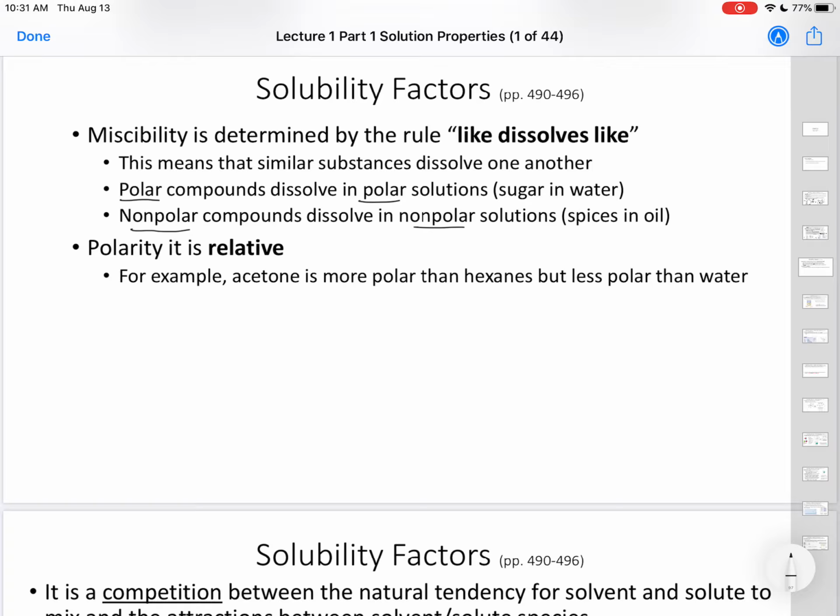Okay, we know, for example, sugar is C6H12O6. Because of all the oxygens, it makes it very polar. And we know that water, which is H2O, is also very polar. So sugar dissolves in water, and we know this for a fact. Otherwise, we couldn't have all our sugary drinks that we like to drink.